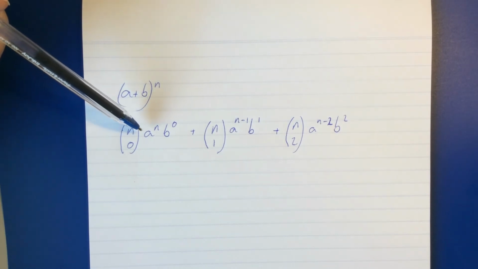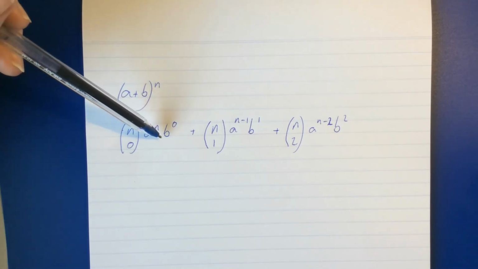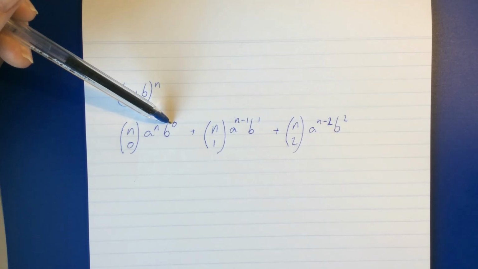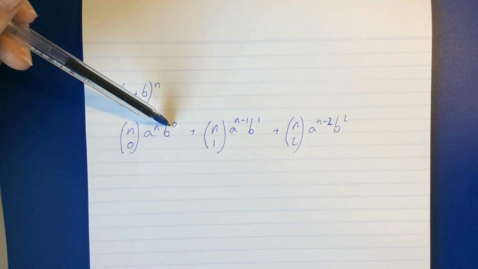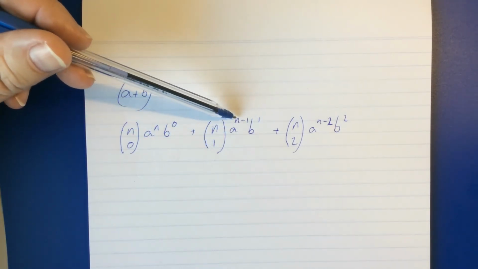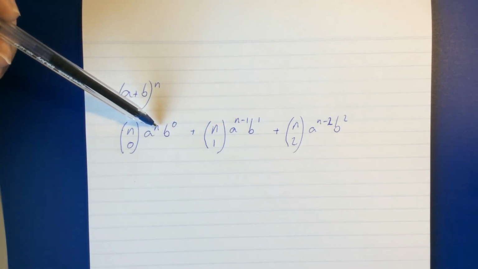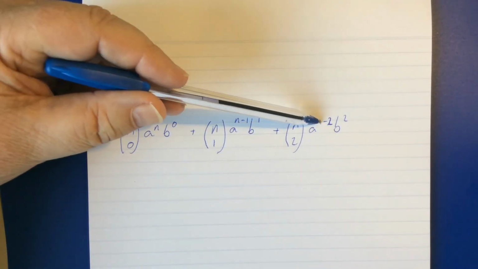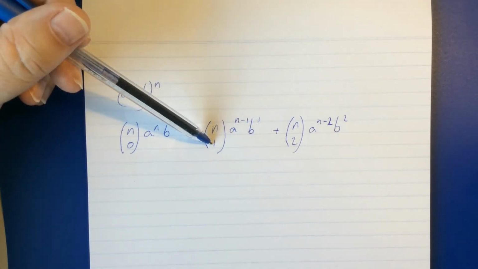Anyway, the next thing is to note that a is raised to the power of n and b is raised to the power of 0. So this number here, this number here. Next expression, n choose 1. A is raised to the power of n minus 1. We've already seen this pattern, so if this were, say, to the power of 5, this would be 5, this would be 4, this would be 3. B to the power of 1.